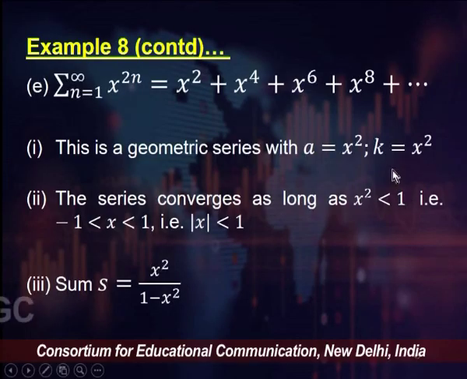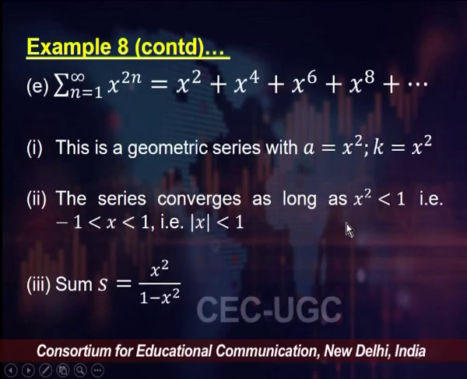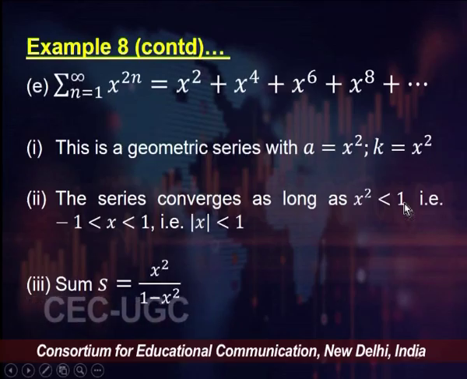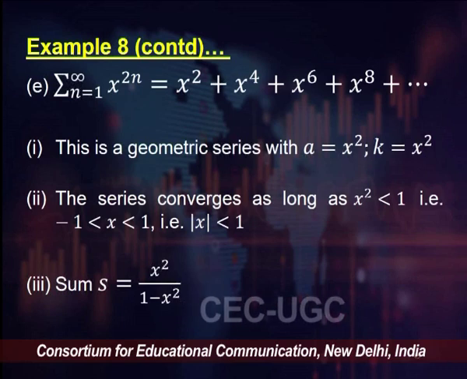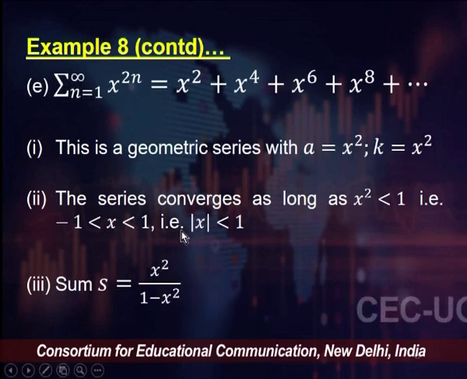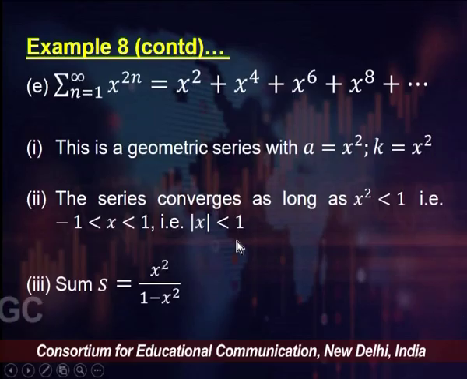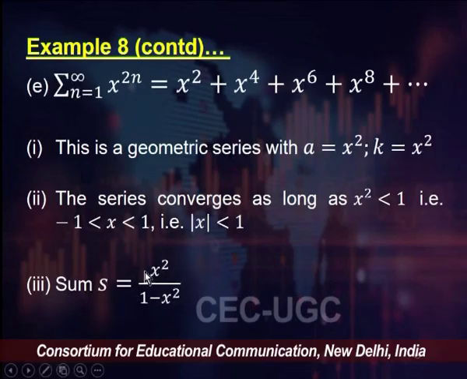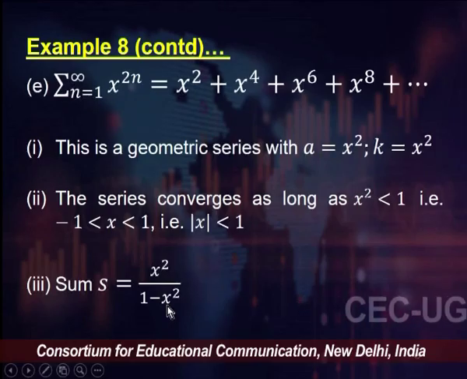This series is x squared plus x to the power 4 plus x to the power 6. Here the common ratio is x squared, so it's a geometric series. And as you can see, the series will converge as long as x squared is less than 1, because x squared is not going to be negative. Now, x squared less than 1 is the same thing as saying that x lies between minus 1 and 1, which is to say mod x is less than 1. So for mod x less than 1, the series converges, and the sum is going to be a upon 1 minus r, which is x squared divided by 1 minus x squared.